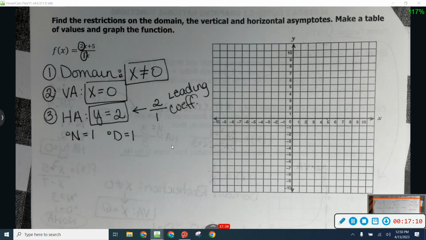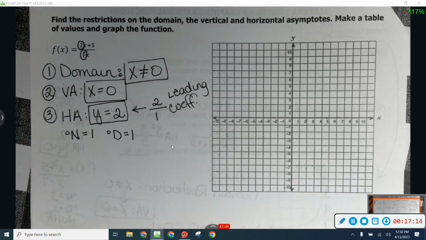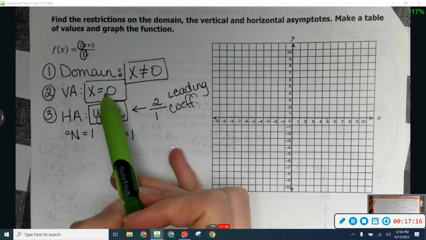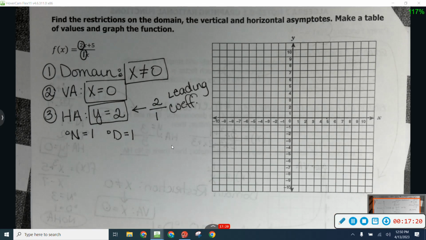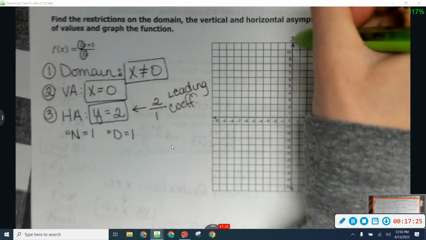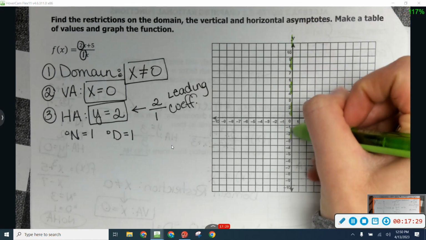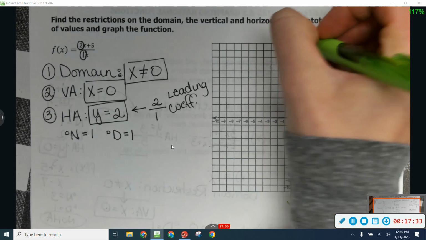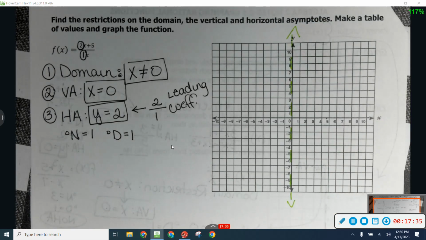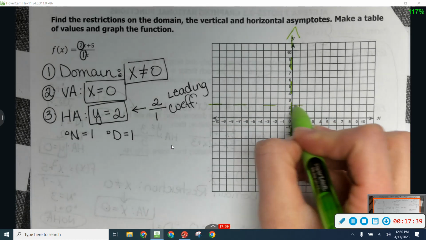lunch. So once you get these, before I go and get the table from the calculator, I draw my 2 dashed lines that I'm going to have so I can kind of see where my graph is splitting. So this will be my vertical asymptote. And then y equals 2 will be my horizontal asymptote.